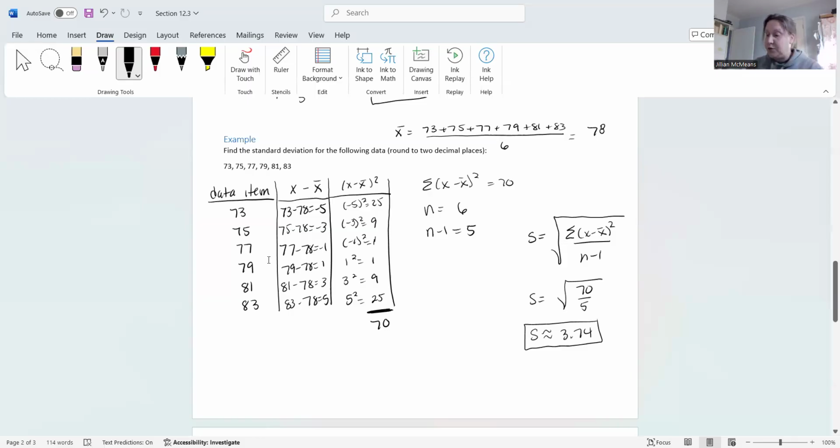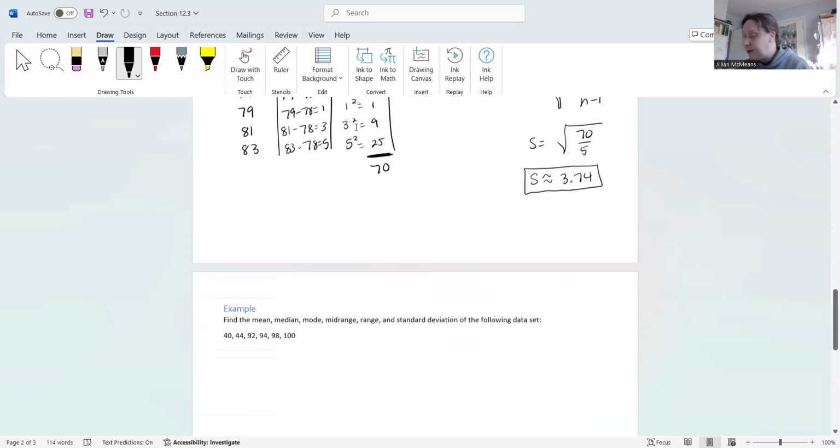If we were to look at the range, just kind of for the sake of practice, the highest data item in this list was 83. The lowest data item was 73. So the range here would be 10. Okay, so keep that in mind. Let's look at the next data set.